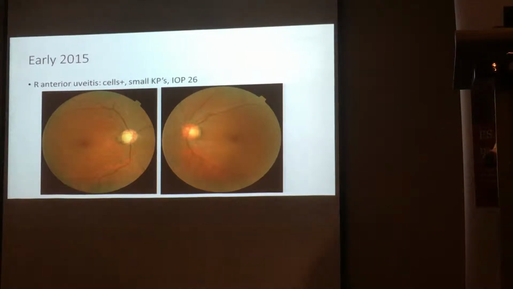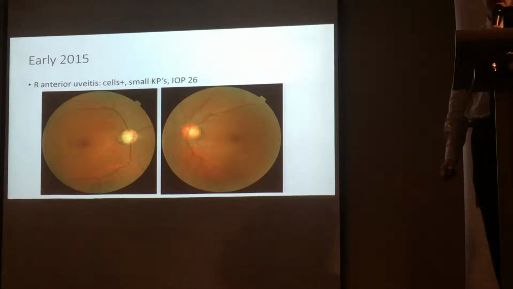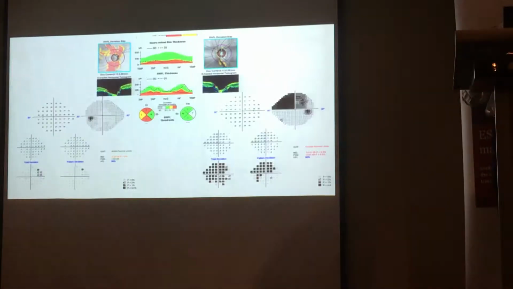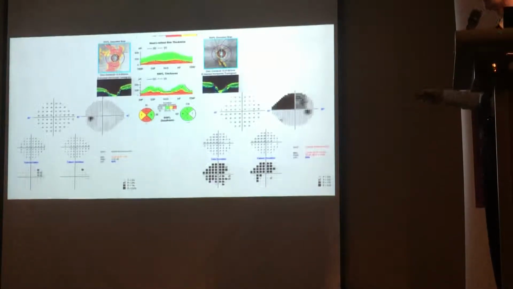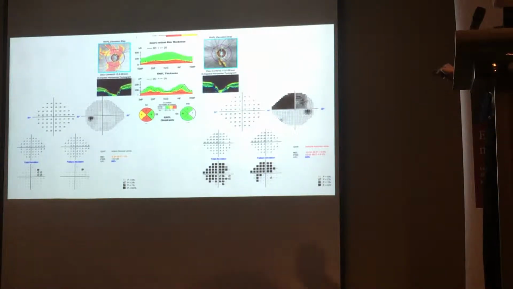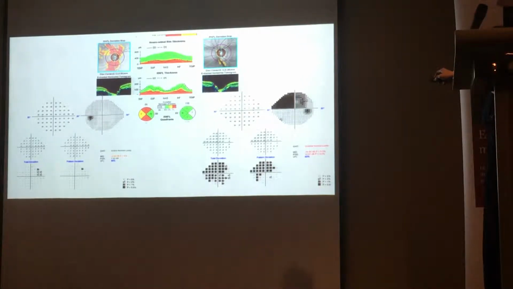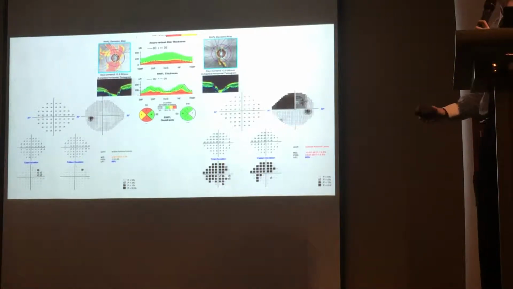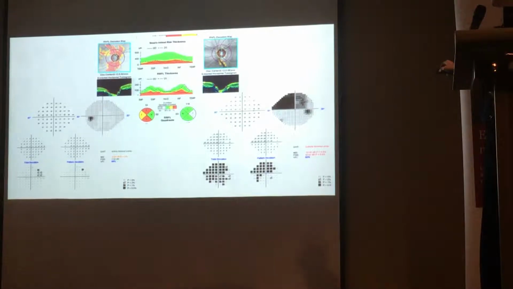So in early 2015, there was anterior uveitis in the right eye, just plus cells, small KPs, and the IOP was 26. This is the first time I'm seeing her. We do the OCT, right eye is here, left eye is here, and you can see that the RNFL on the right side is really very thin. That reads 54, which is really low. On the left side, although the nerve doesn't look too great, the OCT shows that it's still a fairly healthy RNFL, and that reads 116 down there.